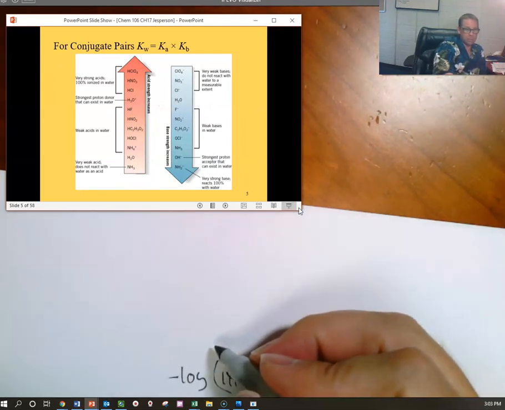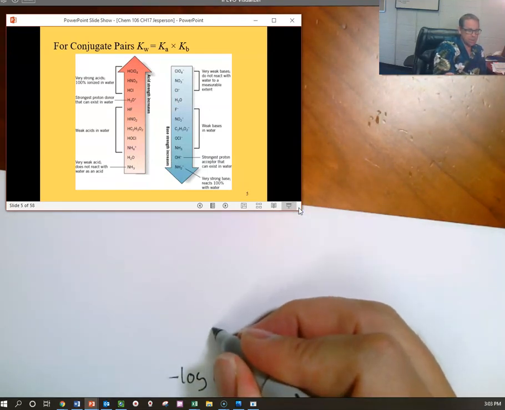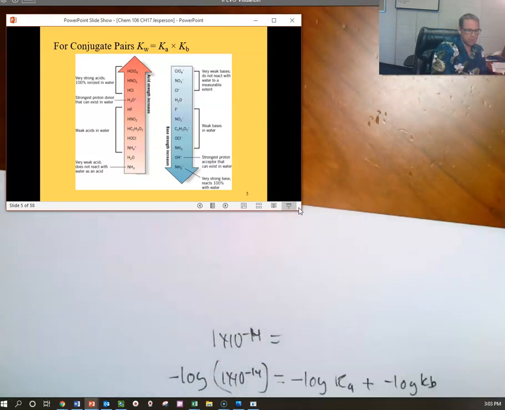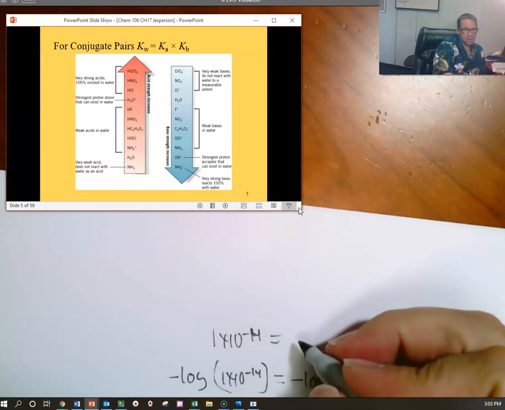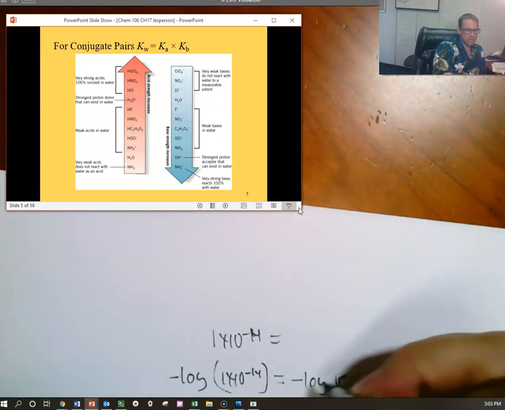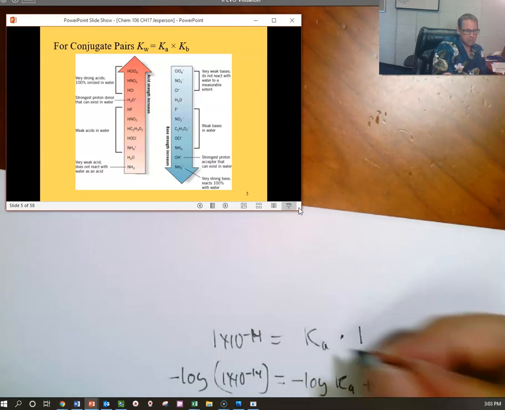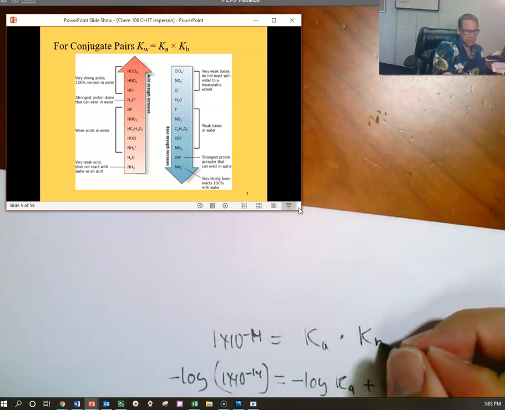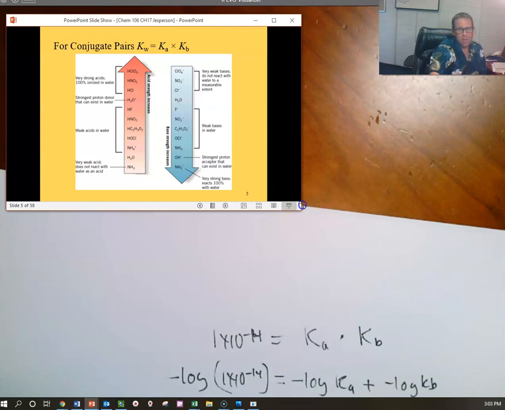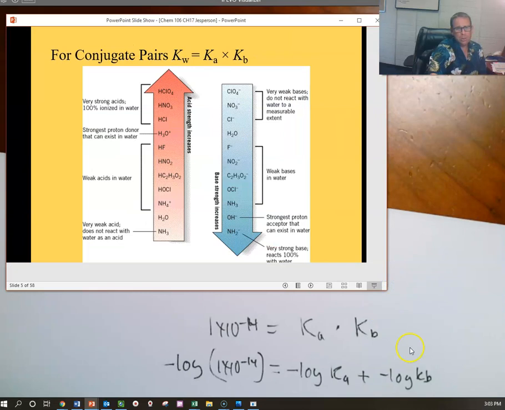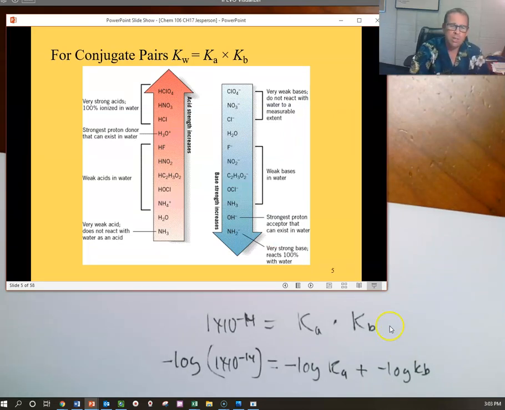Or another expression here, Kw, 1 times 10 to the minus 14, equals Ka, right? Whatever the Ka is, not the negative log, just the Ka, times the Kb of the conjugate base. All right? So two important equations that we can use. Hopefully this isn't blowing your mind terribly.